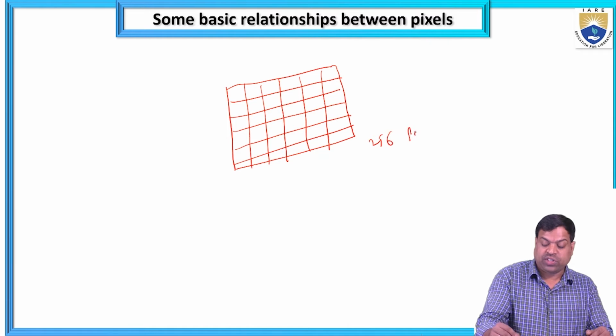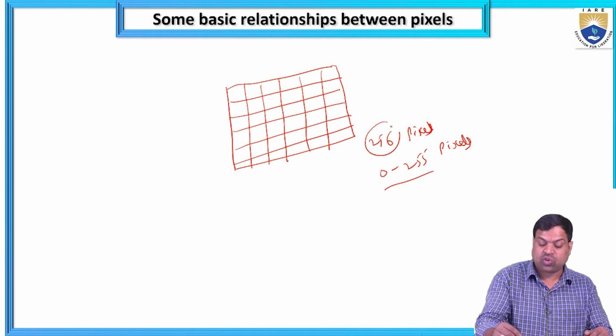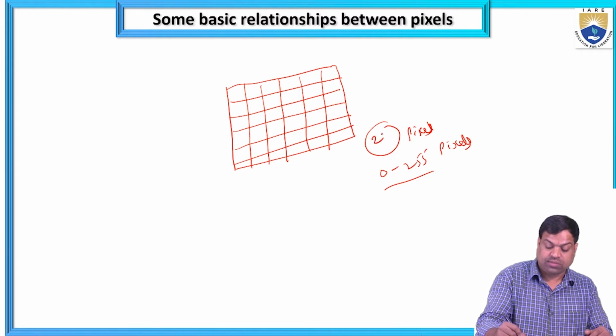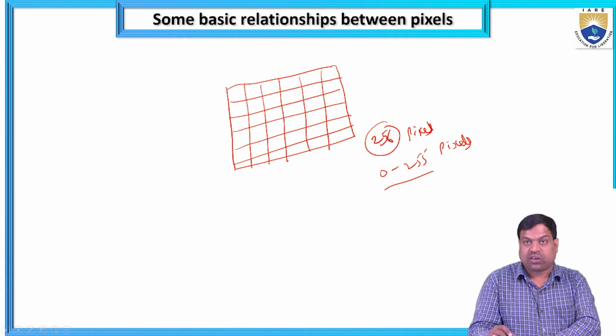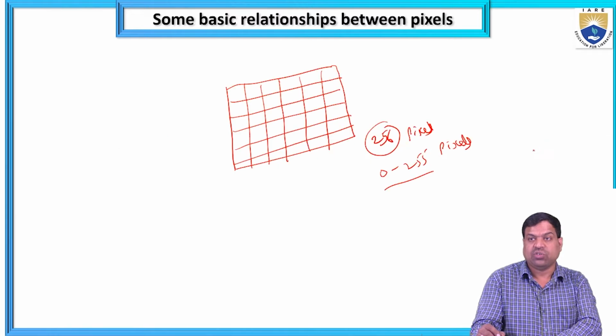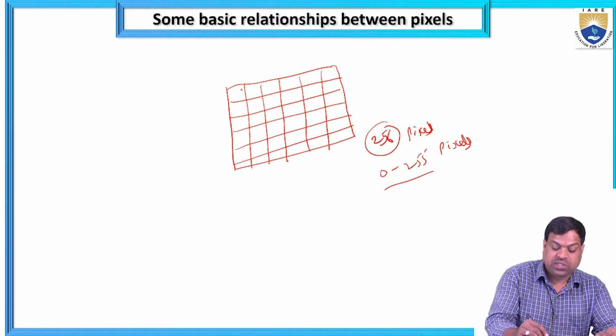Suppose I'm taking 256 by 256 pixels. So in binary, 256 means I'm taking 0 to 255 pixels. 0 to 255, total how many? 256 pixels are there. So in total we have a grayscale of 256. What is the range of the pixels in the grayscale? 0 to 255. So each pixel has intensity values. Suppose I'm taking 0, 128, 85, 26, 83, 51, and so on. So each one has intensity values.